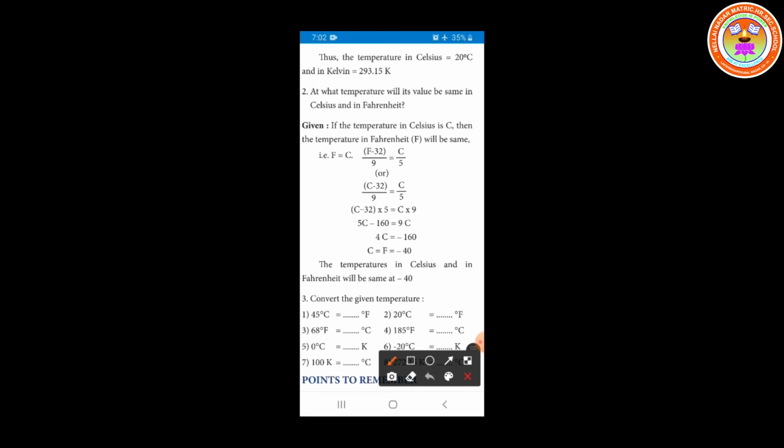If the temperature in Celsius is C, then the temperature in Fahrenheit F we can consider to be equal, so F is equal to C. So what's the formula here? We have this formula: (F minus 32) divided by 9 is equal to C by 5. Now since F is equal to C, instead of F we can replace C. So (C minus 32) divided by 9 is equal to C by 5.